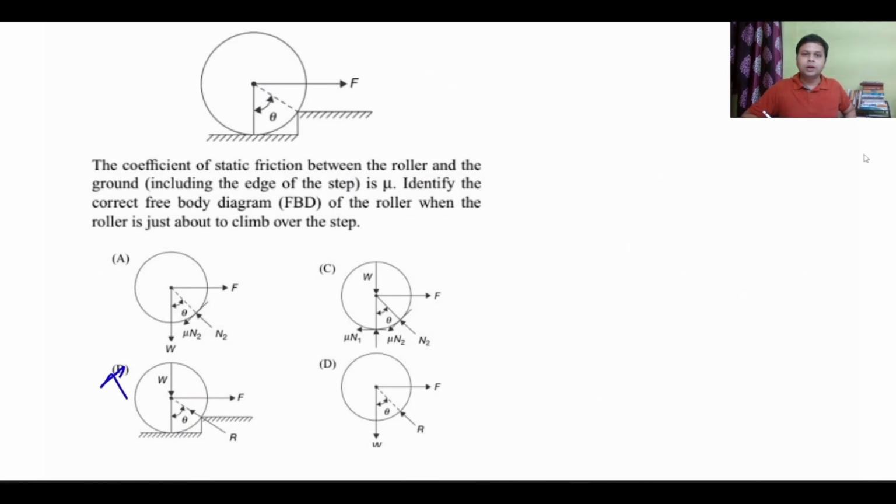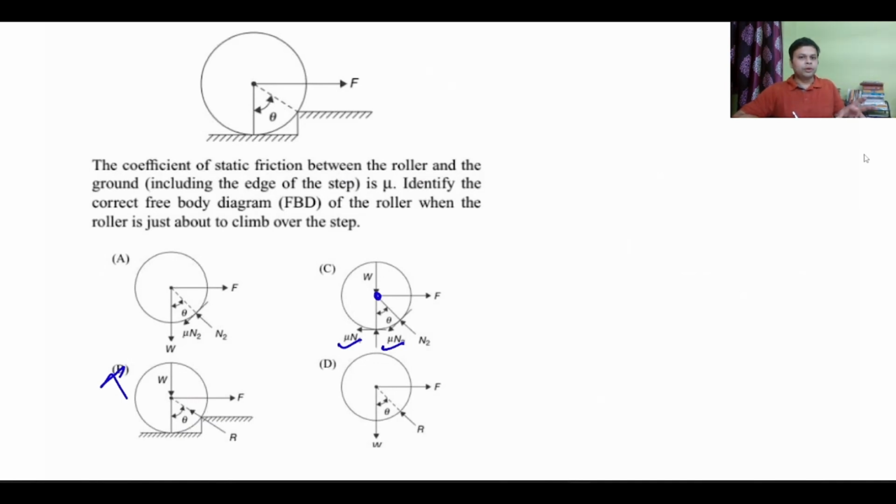Option A and C are not in equilibrium, because if you take a moment about the center, because of the friction force, see, the directions of the friction forces are the same. So because of the friction force, they will not be in equilibrium. It will be in rotational motion, right?